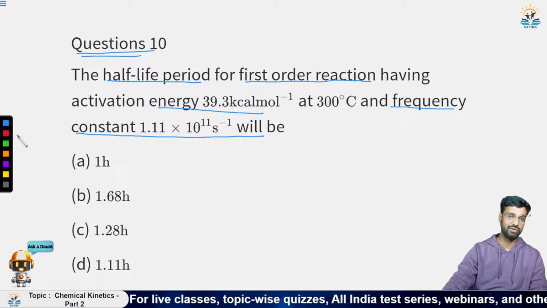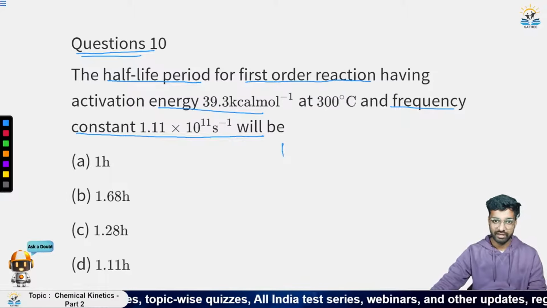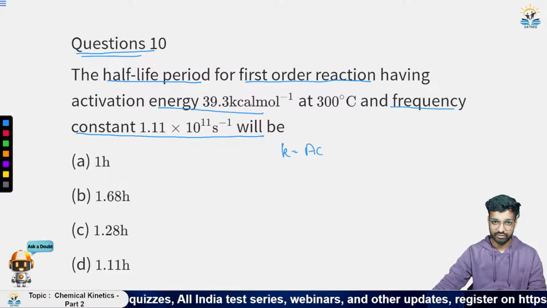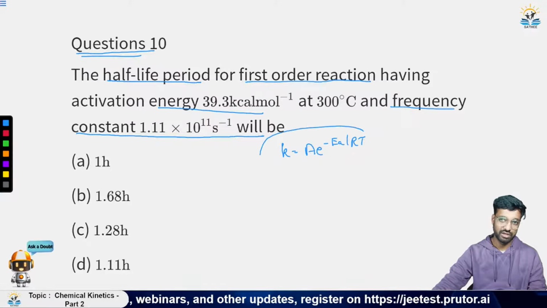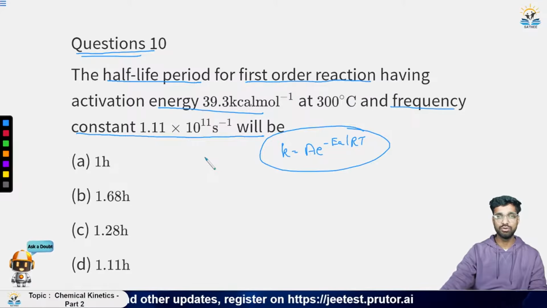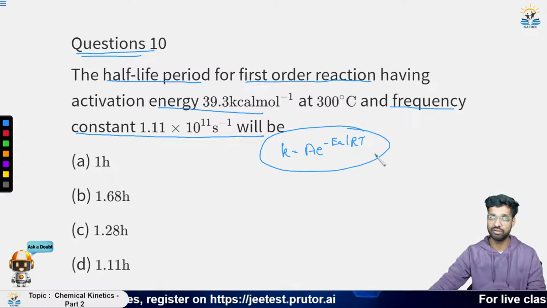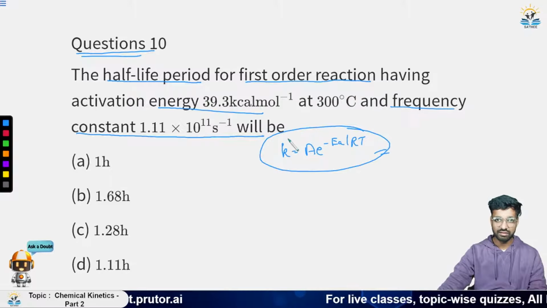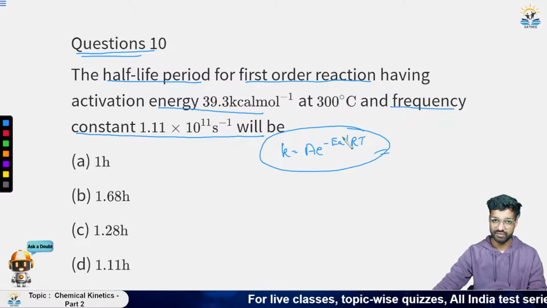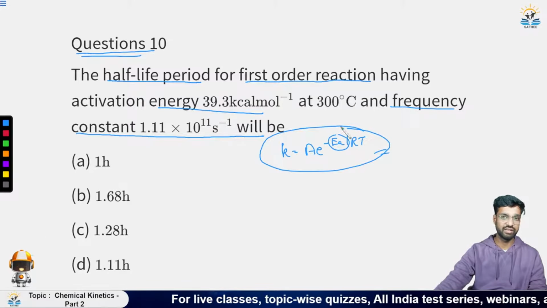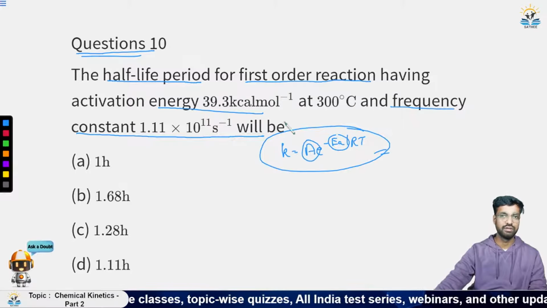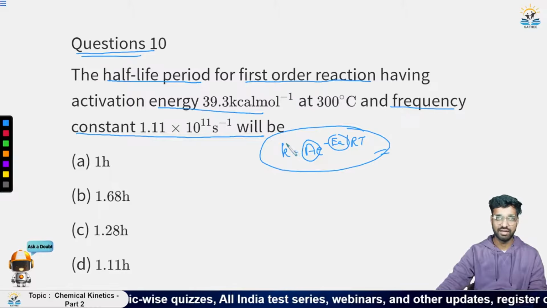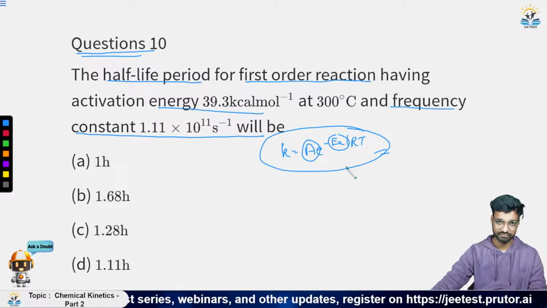You cannot solve it because I have not taught this Arrhenius equation which says that k is equal to A e to the power minus Ea by RT. So those who know the formula, or those who don't know the formula can also solve it. So this is the only formula that we have at temperature say T. So we have this value of activation energy which is Ea. We have this frequency constant which is A, and we have this half-life period for the first order reaction. So we have to find the half-life.